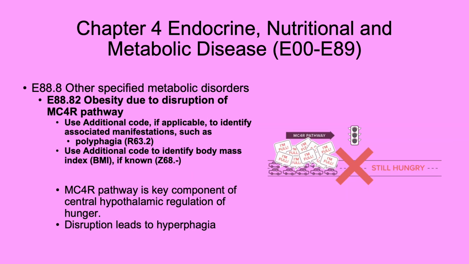Okay, so also in chapter 4, like I said, a lot of stuff in chapter 4. E88.8, E88.82 has been added: obesity due to disruption of MC4R pathway. This is a key component of the central hypothalamic regulation of hunger.